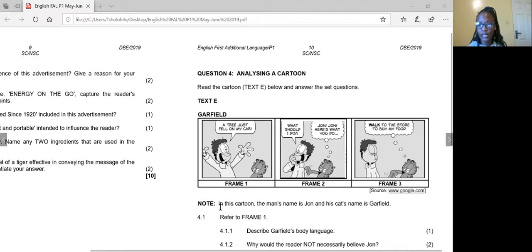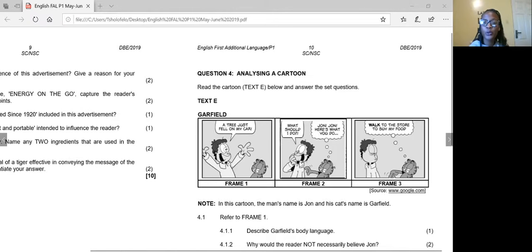After establishing the relationship between characters, what is it that you need to do now? You study the storyline. All right? It is important. Once you understand the storyline, it will be smooth sailing for you to answer the questions. In the first frame, John is saying, a tree fell on my car, with an exclamation mark. There's a reason for that.